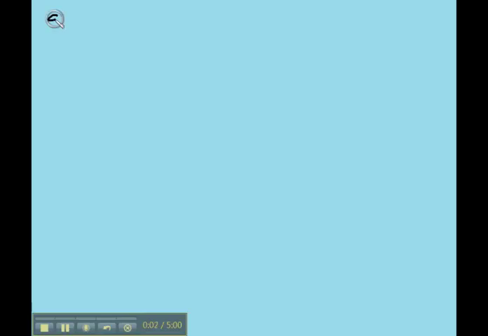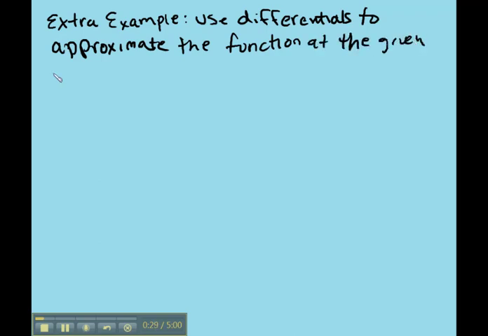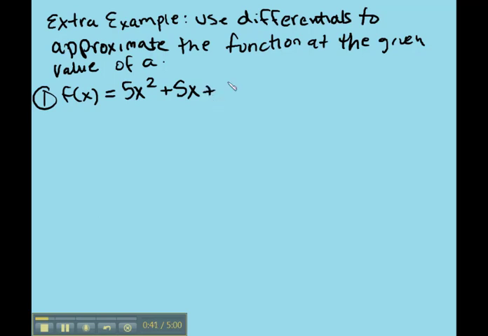Alright, so I'm going to do an extra example right now just so that you'll have an extra example, okay? So this example is just use differentials to approximate the function at the given value of a. So let's say you are given f of x is equal to 5x squared plus 5x plus 5, and then a is equal to negative 3.